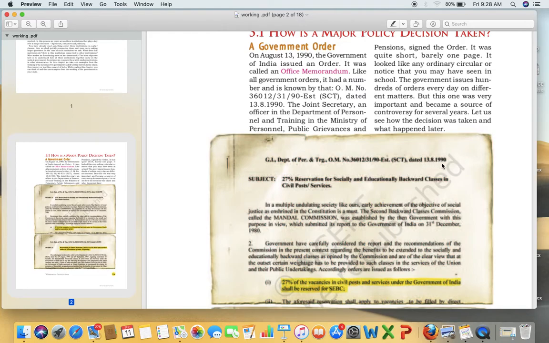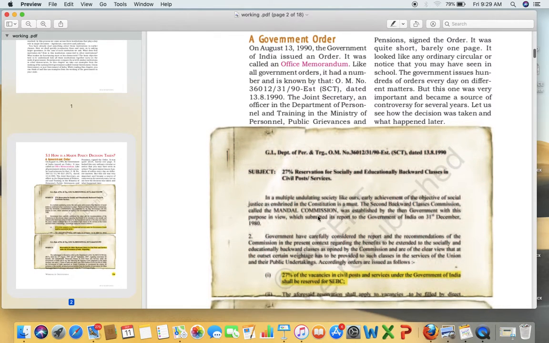So this order was signed by the Joint Secretary of the Department of Personnel and Training, which comes under the Ministry of Personnel, Public Grievances and Pensions. It was quite short, barely a one page office memorandum. If you see this order, it looks like a very ordinary order. It does not look very significant. It looks like an ordinary circular that you might have seen every day.